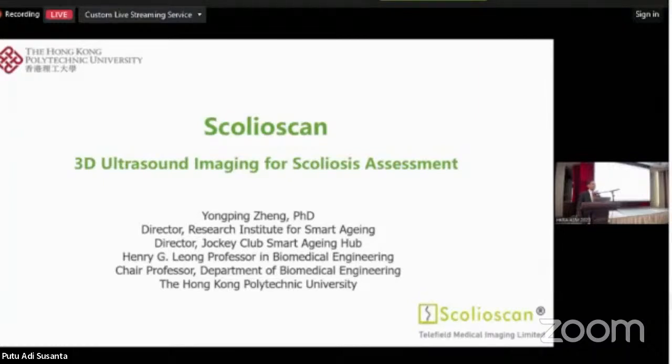At that time, it was in the Department of Nursing. We came from the Jockey Club Rehabilitation Engineering Center. So we merged into one department in the Faculty of Health and Social Sciences. And in 2012, we separated from that department and moved to the engineering faculty. So this is a little bit of history for some of you.